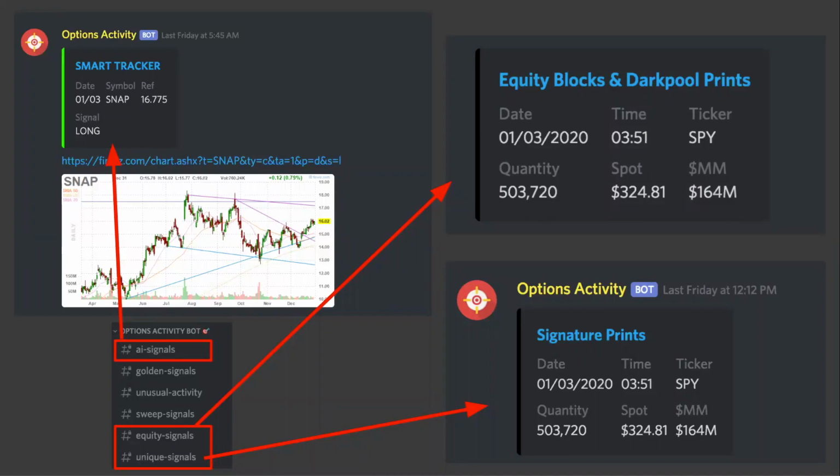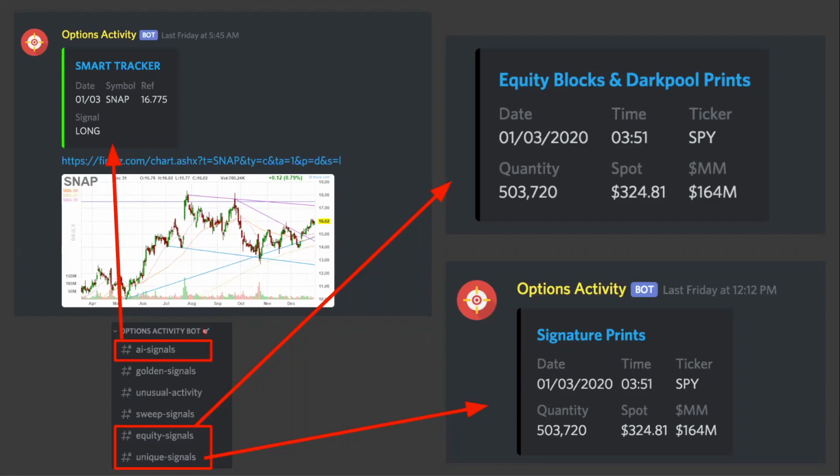And so equity signals, which is up in the top right, equity blocks and dark pool prints. These are the big buys on the actual stocks themselves. So you can see the quantity, the spot, the money that they bought it at, and the ticker, the time, the date. So these I don't really want to go into depth just because they're not the ones that we usually play off of. These are just pretty much telltale signs of what's going on in the market and who's buying what.